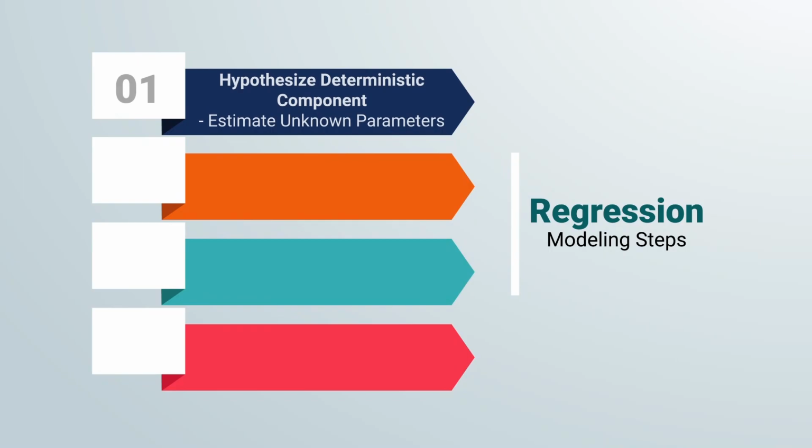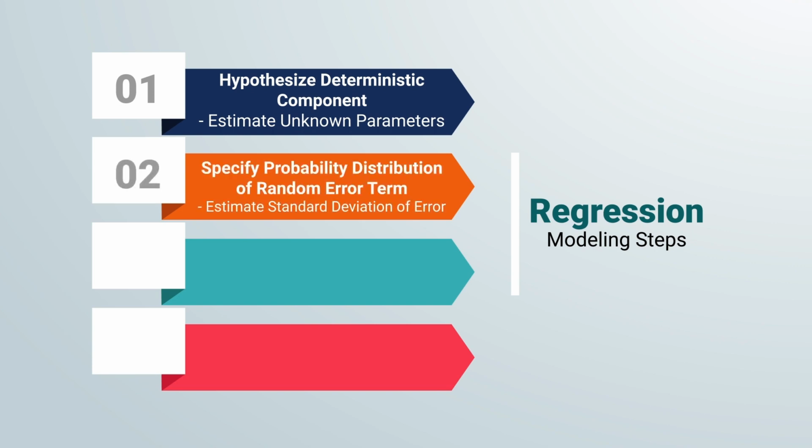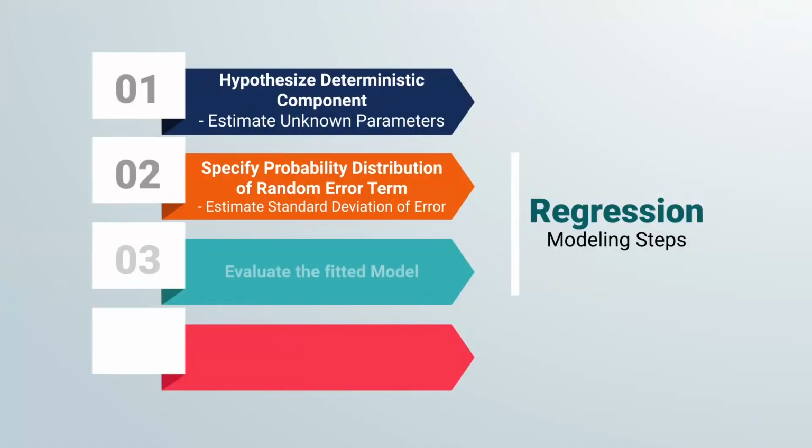If you see these regression modeling steps, I think hypothesis, deterministic component, this estimates the unknown parameter and specifies the probability distribution of the random error term and the estimated standard deviation of error. So there is a standard deviation of error, and we will talk more about it, because the standard error is one of the important ways by which you are going to complete the whole equation. Then evaluation of the fitted model, and use the model for prediction and estimation.